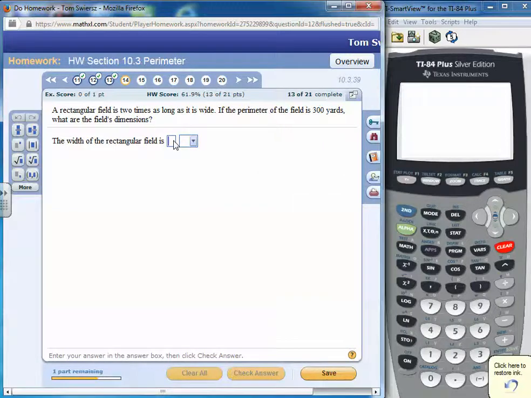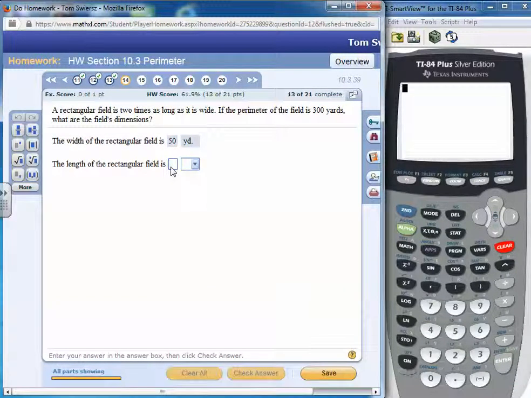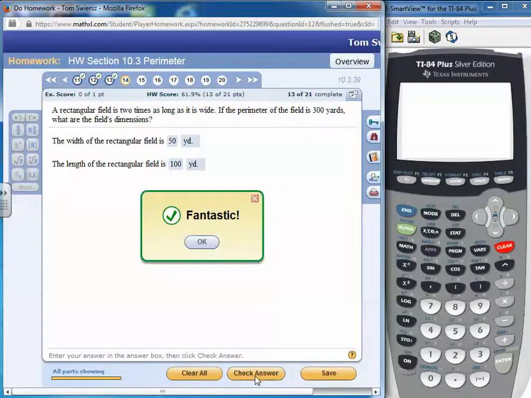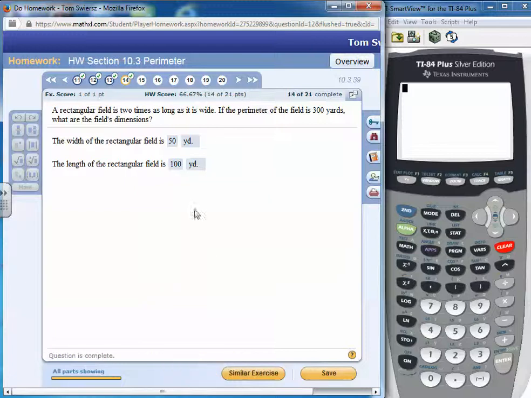So the width is 50. Again, everything's in the same units. Yards is just a linear measure. The length is just linear, and the length was 100, 2x, 2 times 50, and again, it's just yards. Nothing to do with area, just length, so it's the unit without any square or cubic.